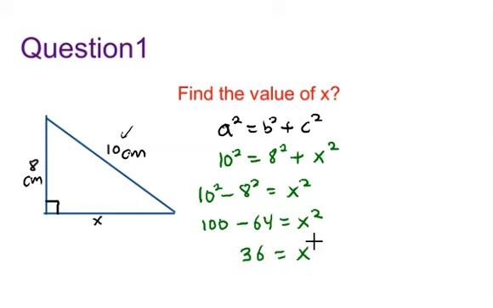So the x square, anything that is square, when we move to the opposite side, it will become a square root of 36. So we are getting the x value as 6 centimeter. Okay, so this is how to use the Pythagoras theorem. Now we go to the second example.